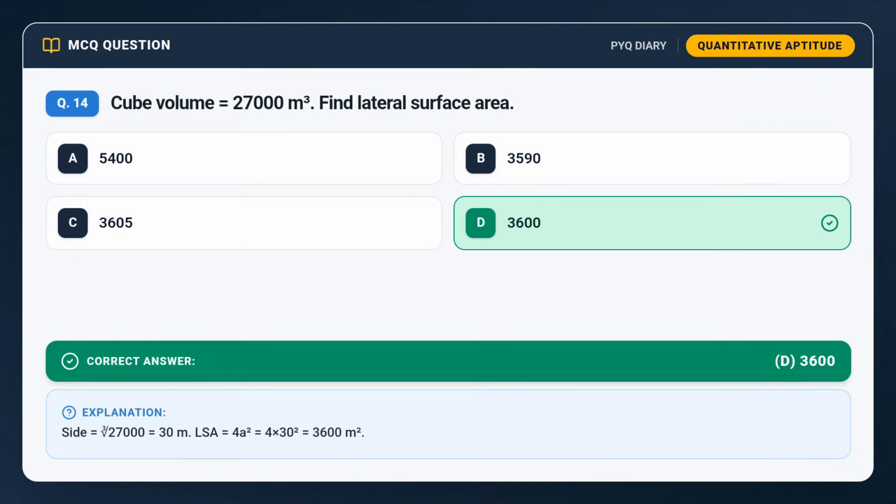Here is the explanation. The side of the cube is equal to the cube root of 27,000, which gives 30 meters. The lateral surface area of a cube is 4 times side squared. Therefore, 4 multiplied by 30 squared equals 4 times 900, which gives 3,600 square meters.